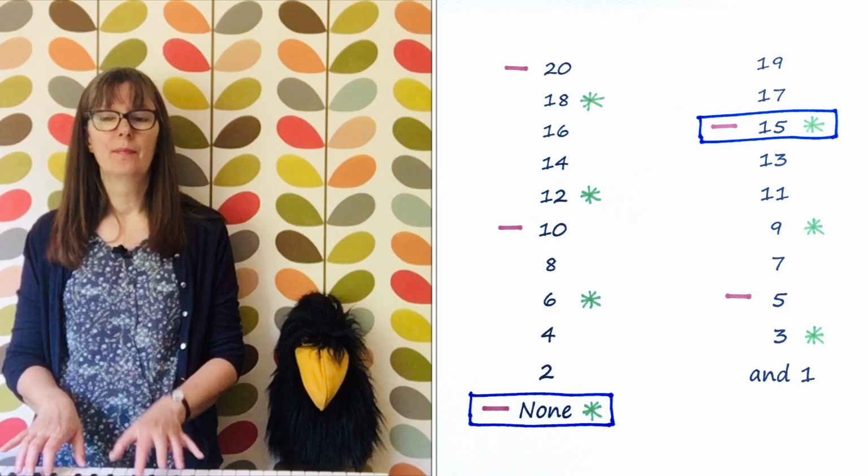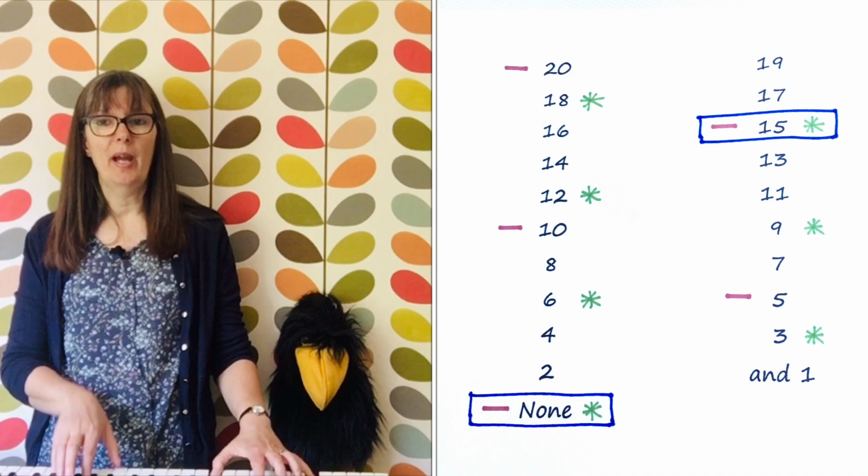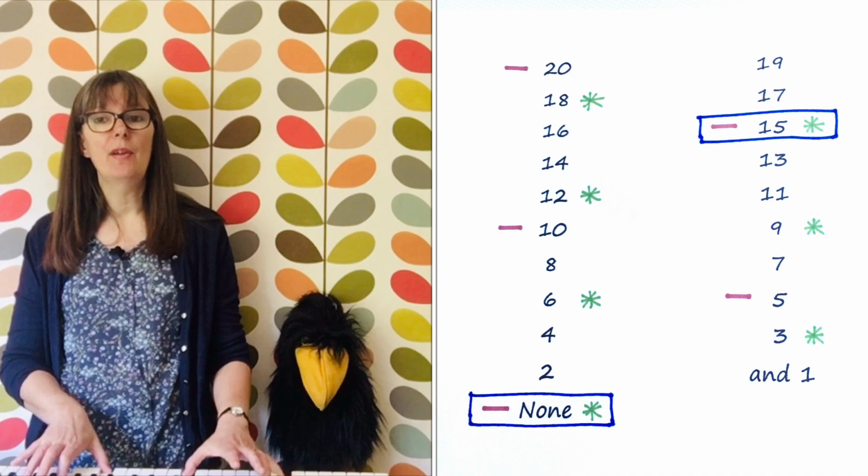20, 18, 16, 14, 12, 10, 8, 6, 4, 2, none. 19, 17, 15, 13, 11, 9, 7, 5, 3, and 1. Well done. And now we're going to do our clap stamp.